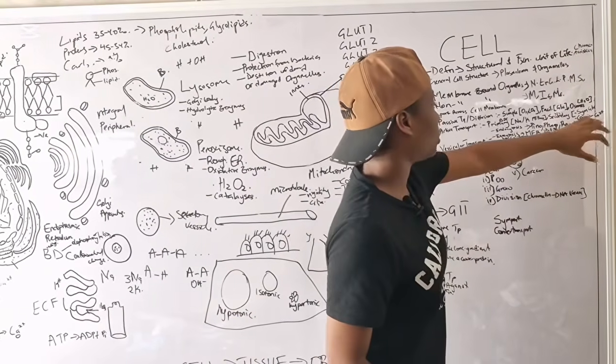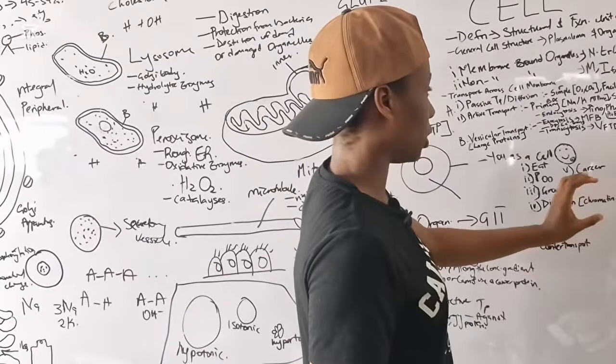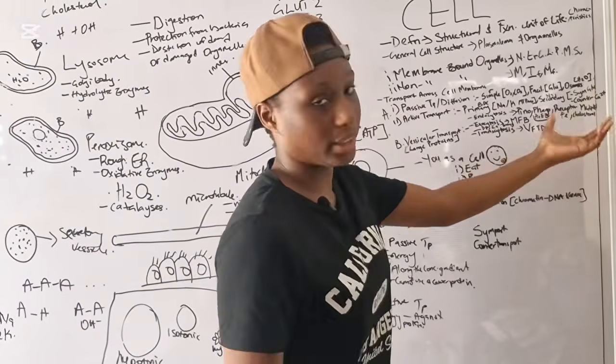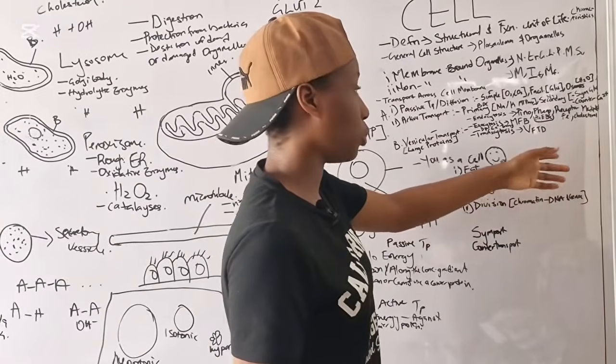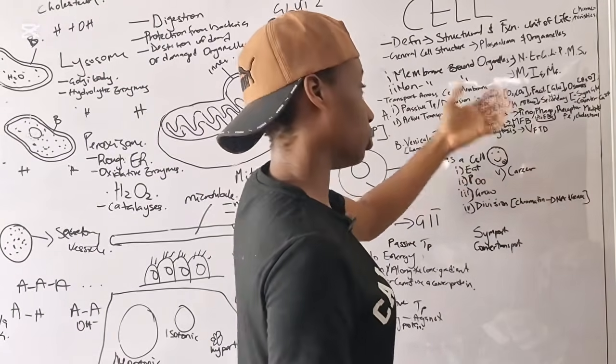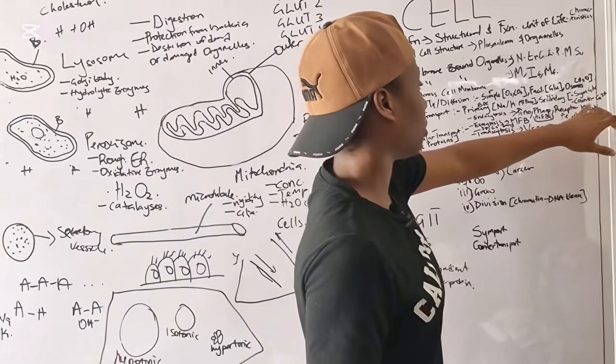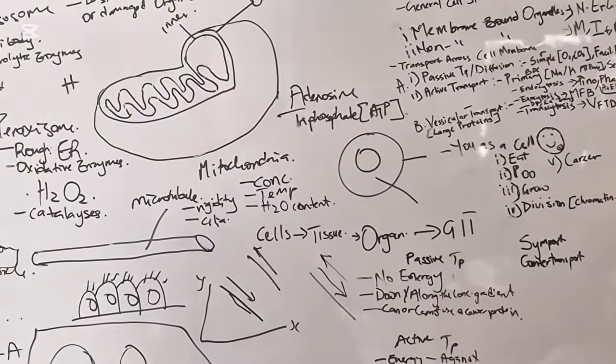For molecules transported via the symport secondary transport, an example is glucose. Glucose is moving from a region of lower concentration to a region of higher concentration. And then the counter transport example is calcium.